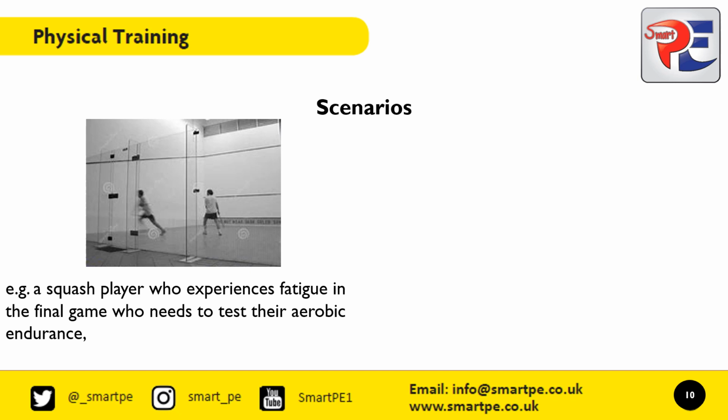Okay, so on the actual specification, on the topic guidance sheet that the teachers go by, this is given as an example. So you need to be able to identify for different scenarios what fitness test you might actually use on that particular player. Now, one thing that's really obvious if you're just reading that is it says a squash player who experiences fatigue in the final game. And they don't stop there, they carry on to say who needs to test their aerobic endurance, or you could call that cardiovascular fitness. So they actually say the component of fitness.